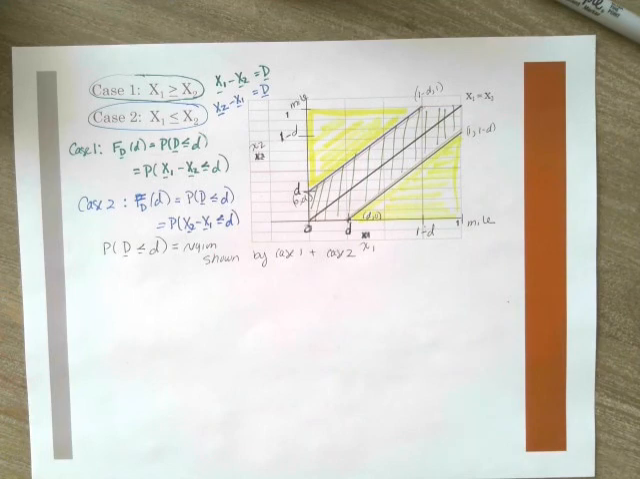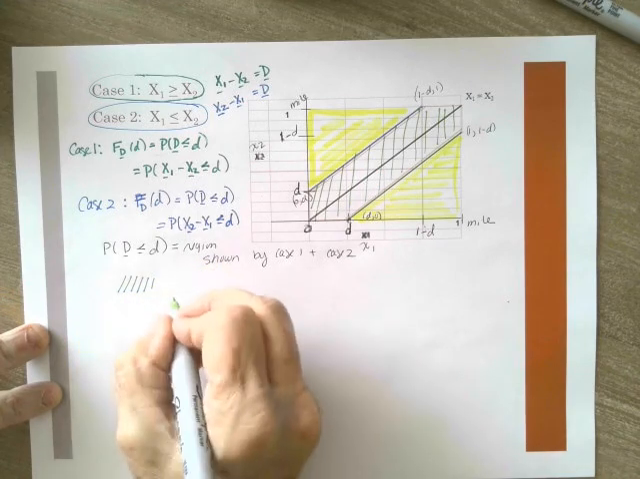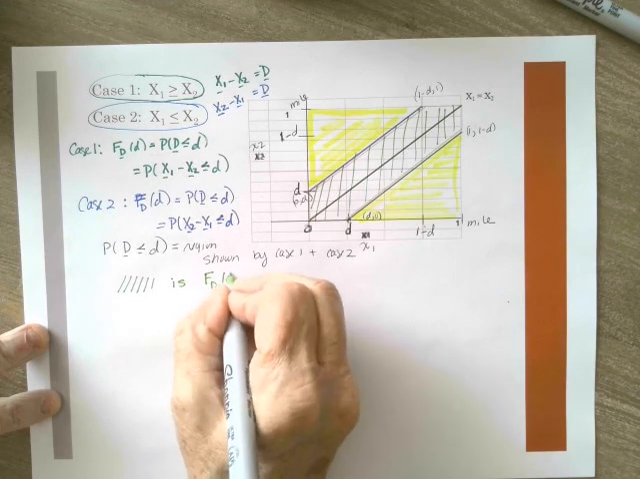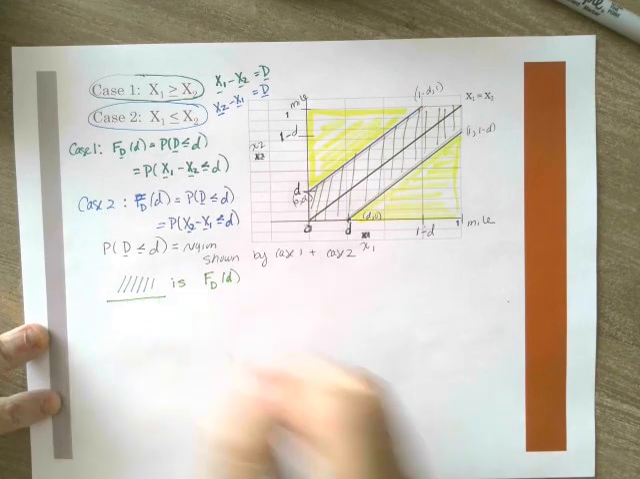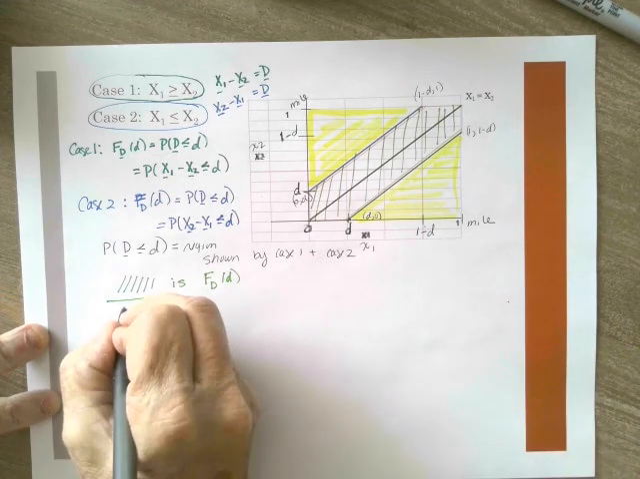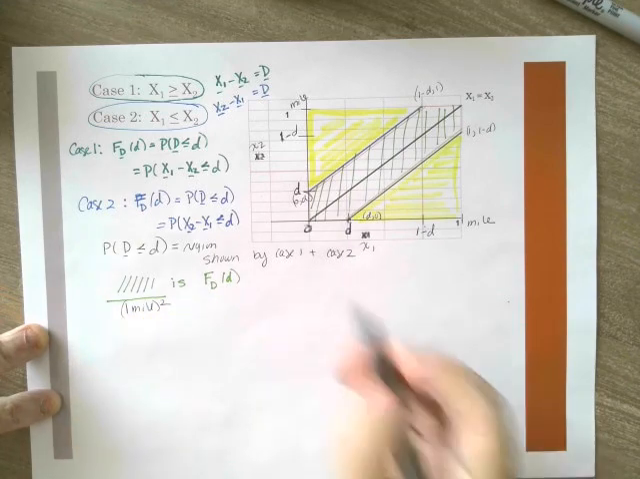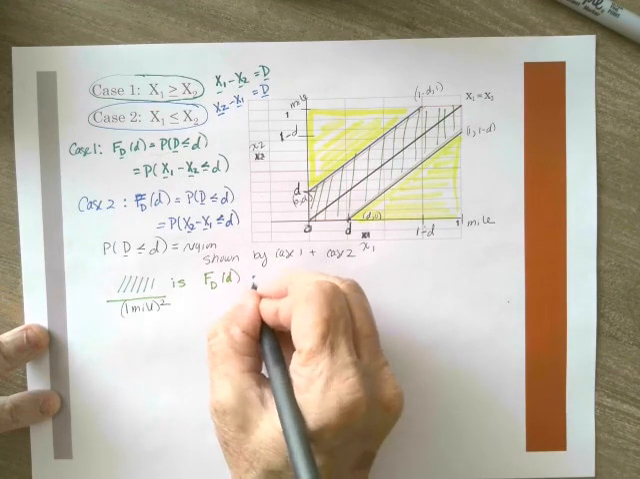Okay. So let me just use my colors here. This slash slash slash area is F_D of d. If I take this green area and divide it by that 1 mile squared, 1 mile this way, 1 mile this way, that gives me an equation for F_D of d. But the easier way to do that is the following.